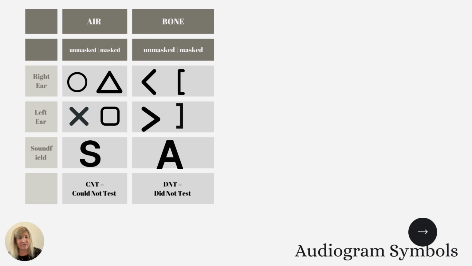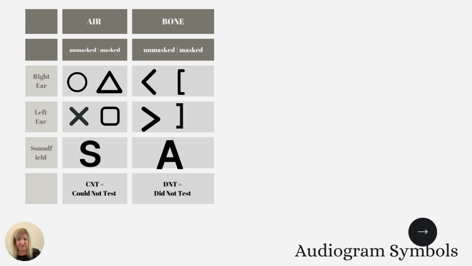There are some symbols, or a legend, that can be seen on the hearing test. As mentioned, the X is your left ear and the circle is your right ear. This is to symbolize results measured through air conduction, or an insert earphone or a headphone.